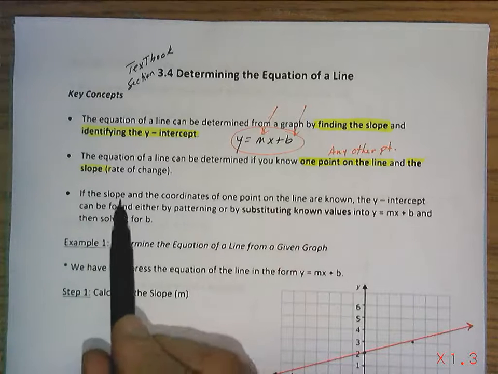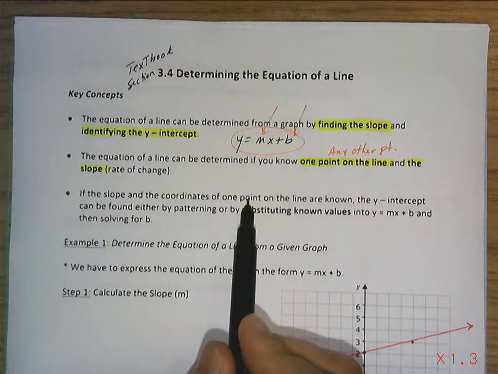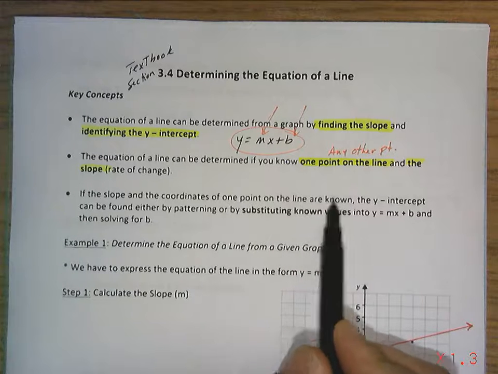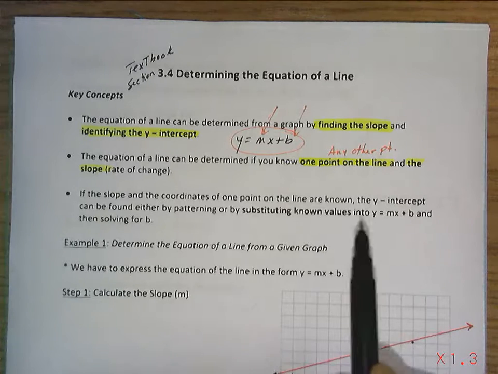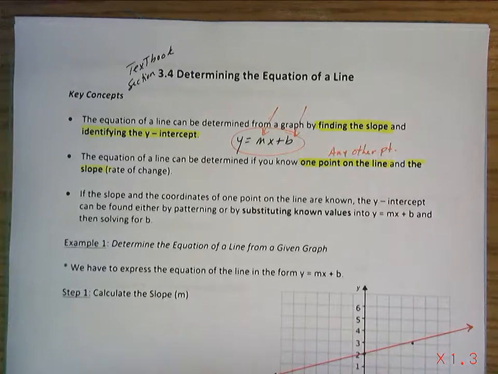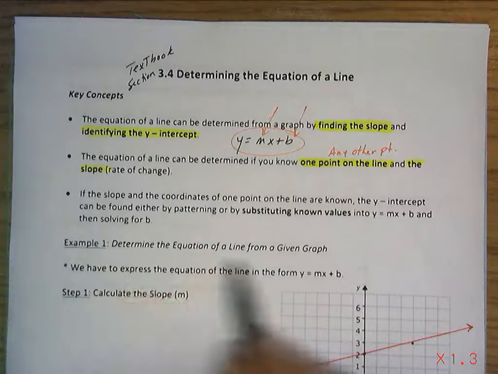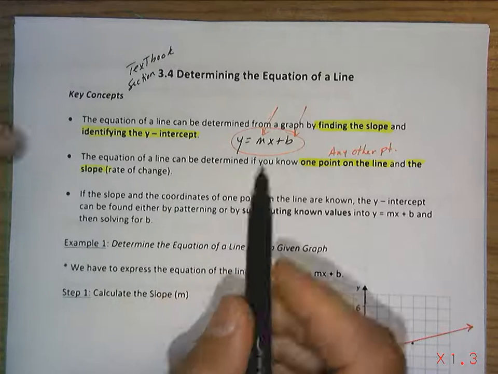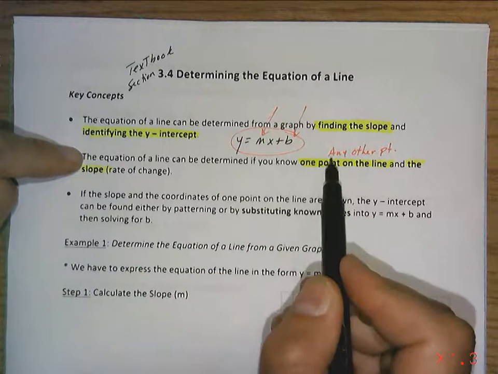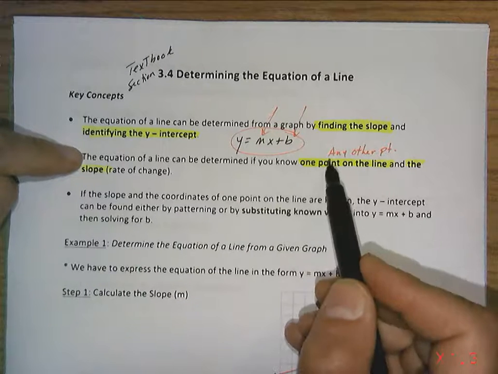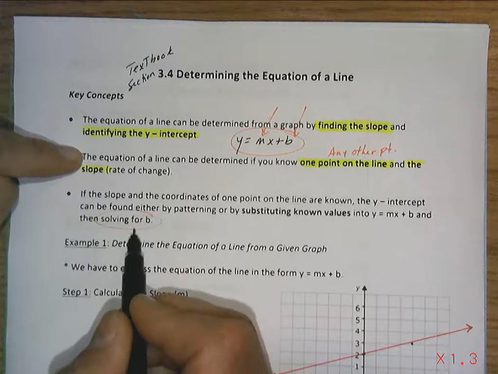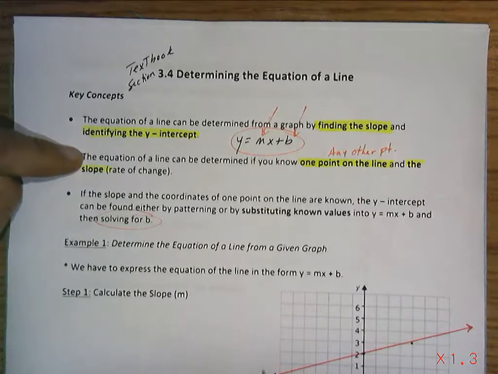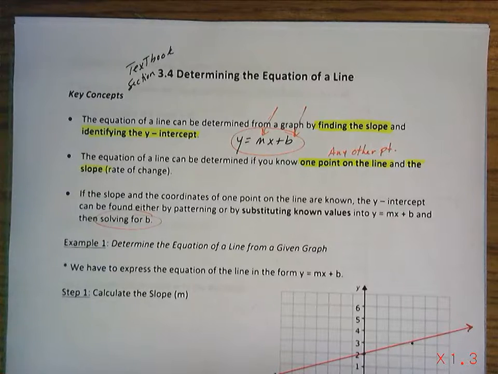If the slope and the coordinates of one point on the line are known, the y-intercept can be found either by patterning or substituting in known values. So this is talking about if we have this situation where we have a slope and a point, we can use that information to determine the b value. Once we determine the b value, we can substitute our slope and the b value into y equals mx plus b. Okie dokie, let's take a look.